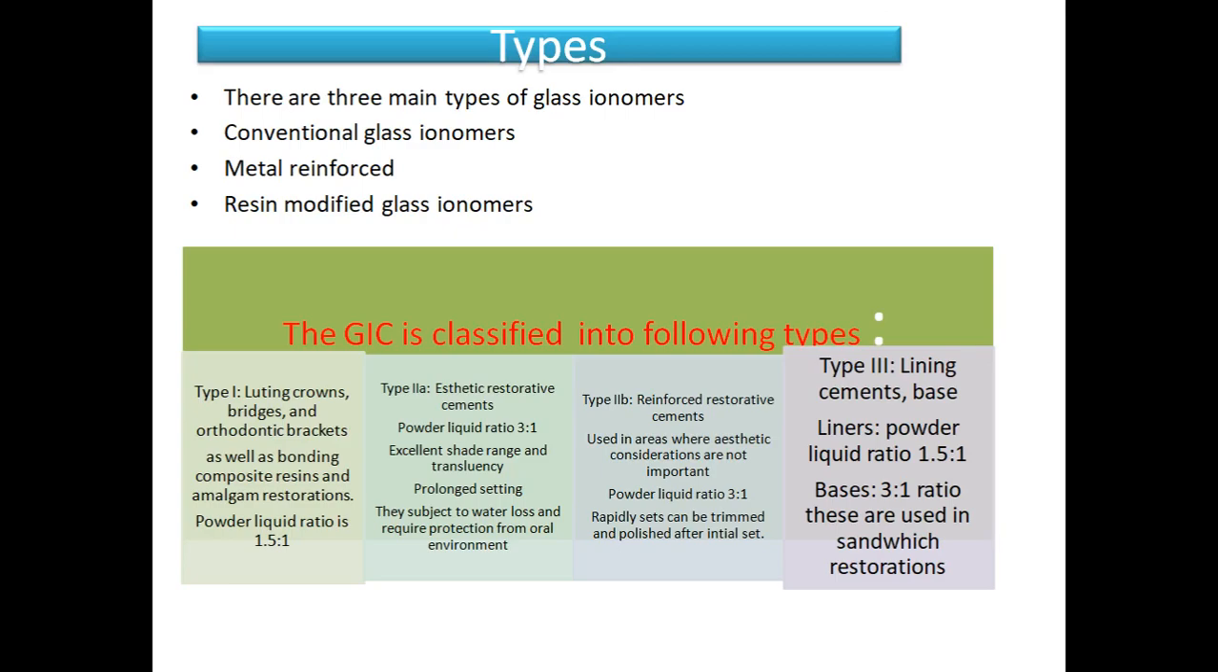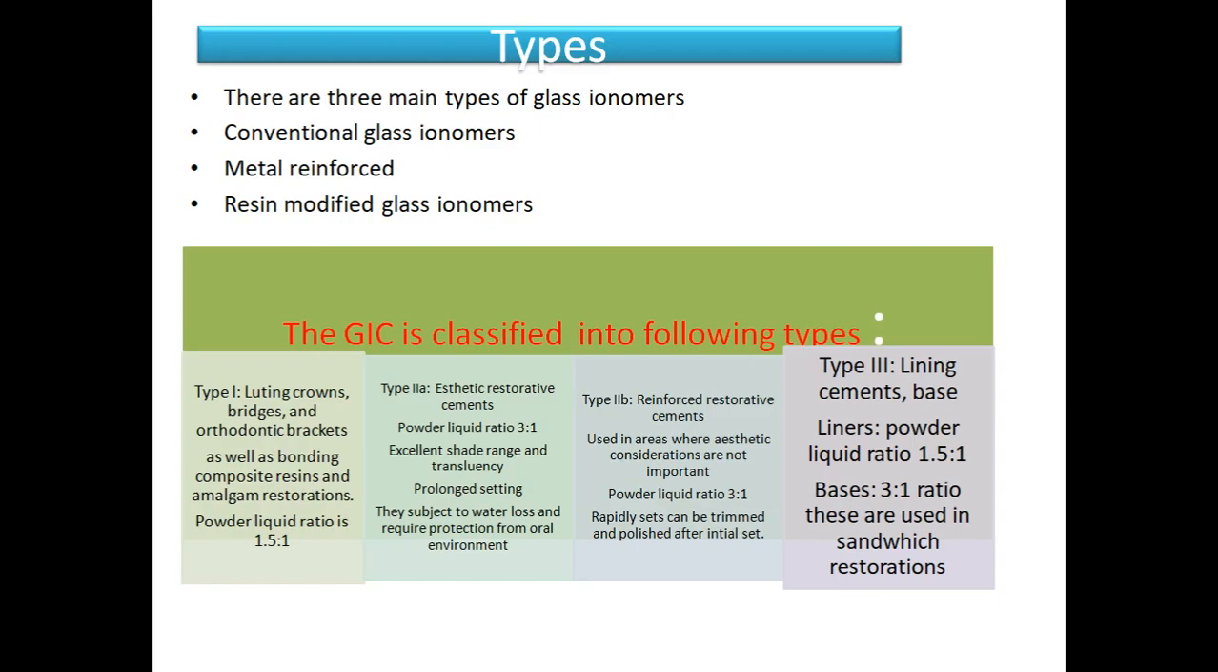Types. Generally, there are three types of glass ionomer cements: conventional glass ionomer cements, metal reinforced glass ionomer cements, and resin modified glass ionomer cements. Type 1 are also classified as luting agents for crowns and bridges and orthodontic brackets.